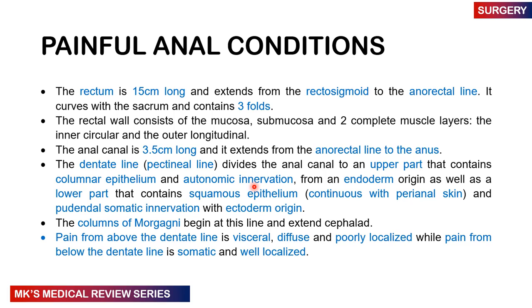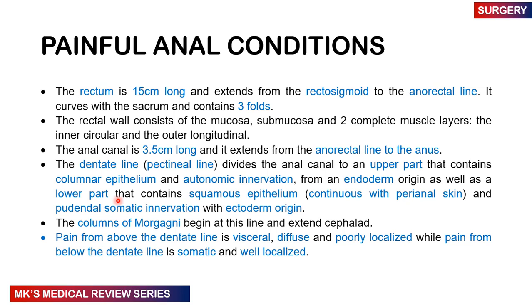If you have pain or pathology occurring above the dentate line, the type of pain that you're going to get is known as visceral pain. The upper part is derived from the endoderm, then the lower part is derived from the ectoderm. The lower part consists of squamous epithelium, which is continuous with the perineal skin, and it's innervated by the pudendal somatic innervation, the pudendal nerves. So remember that this means the type of pain that you're going to get from this area is somatic pain.